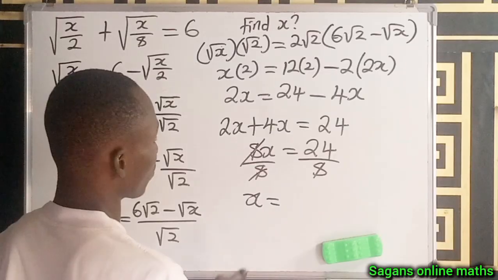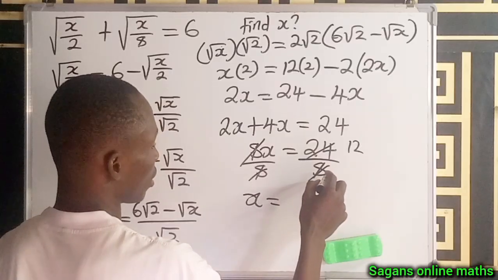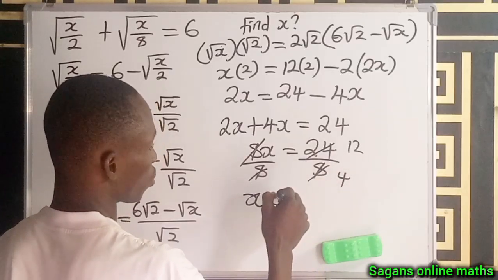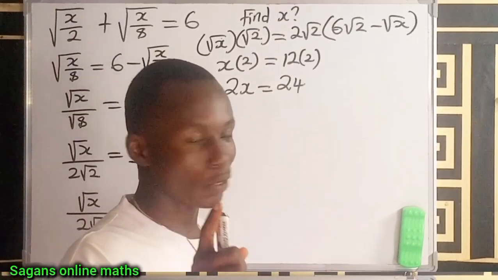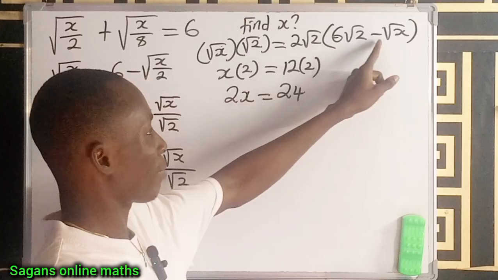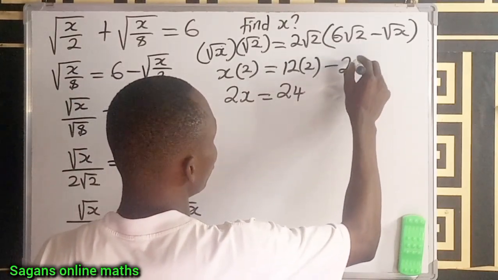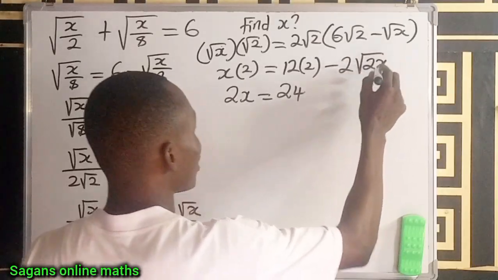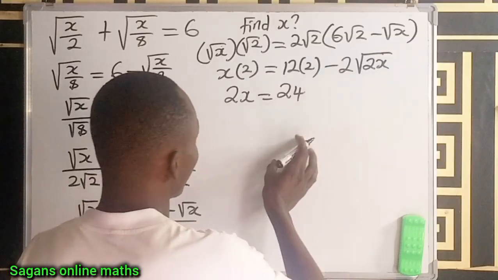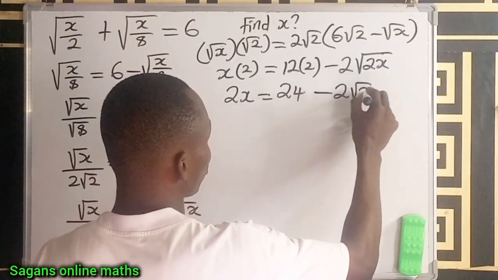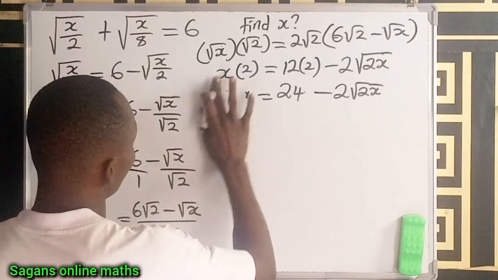Now let's see what you can do here. 12 divided by 4 is 3. And that's not the answer. Alright, so I figured out the error. Now 2 root 2 times minus root x, we are going to have minus 2 root 2x, right? That's where the error was coming from, because here is x and here is 2. So this is minus 2 root 2x. Fine. And here we have 2x. So here cannot give us 2x. It's an error.